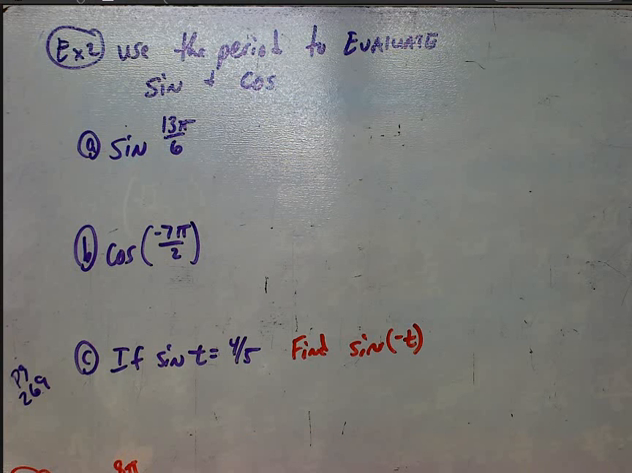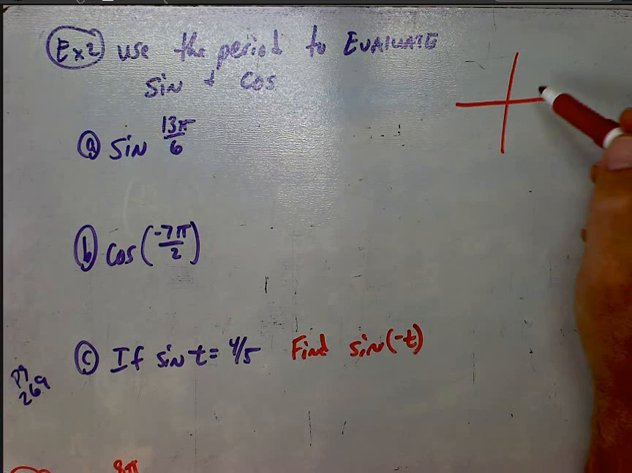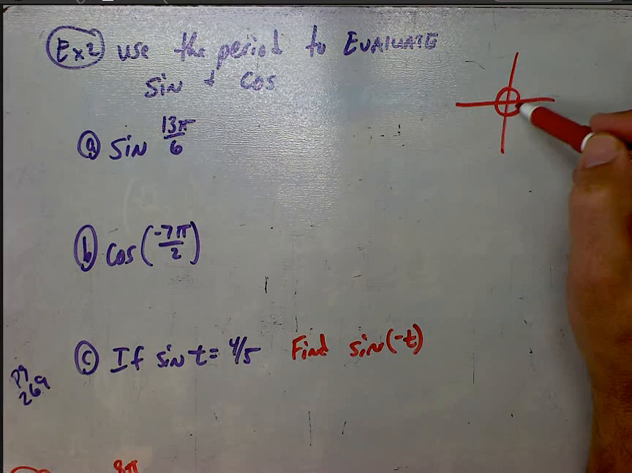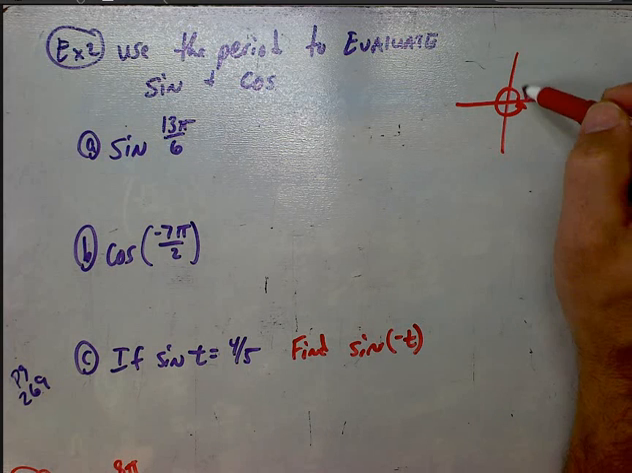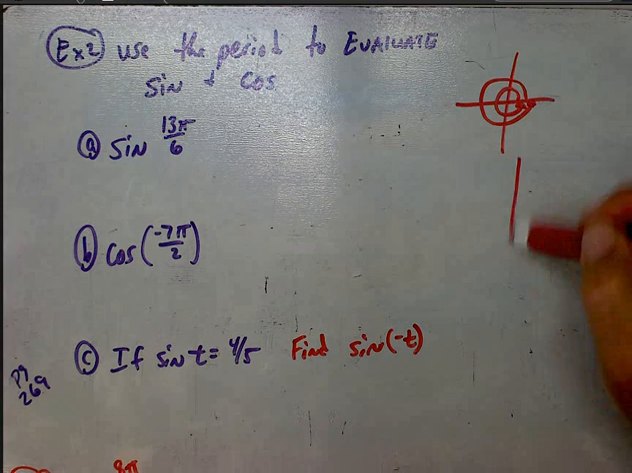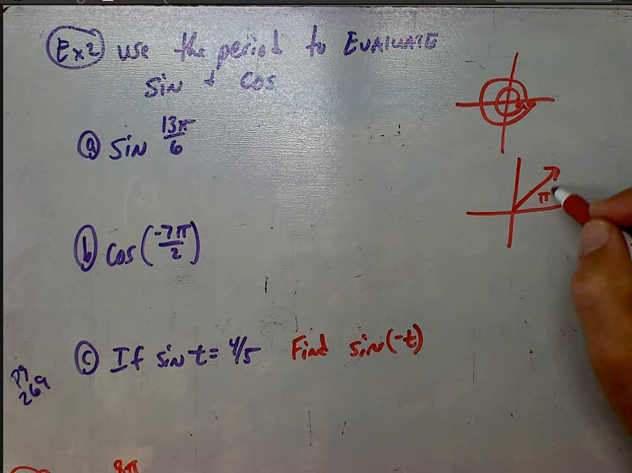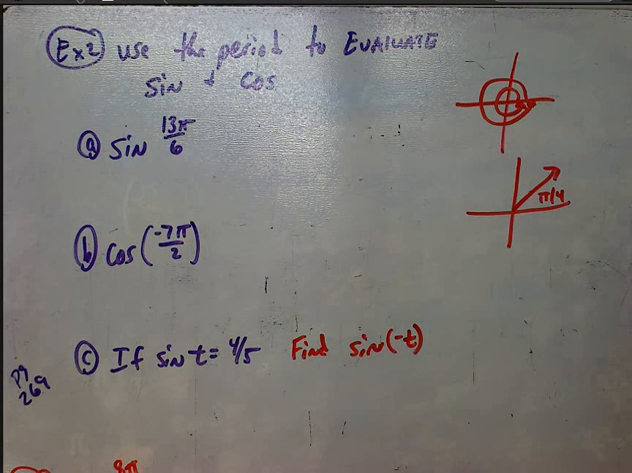Okay, as example 2, it's going to be using the period to evaluate sine and cosine. And essentially what the period means is that if I have my circle going once around the graph in my circle, that's called 1 period. If I go around the graph a second time, it's called 2 periods.